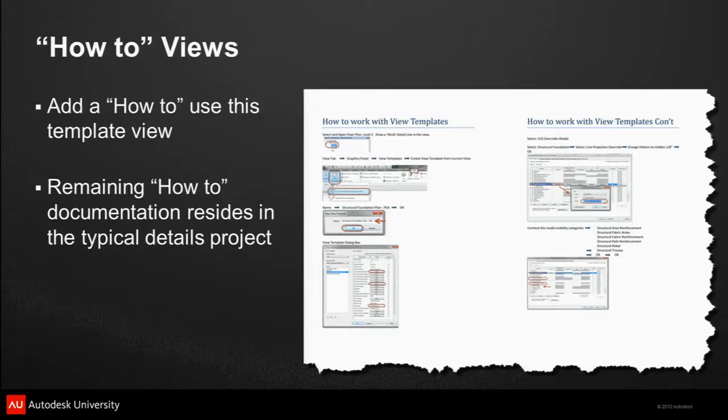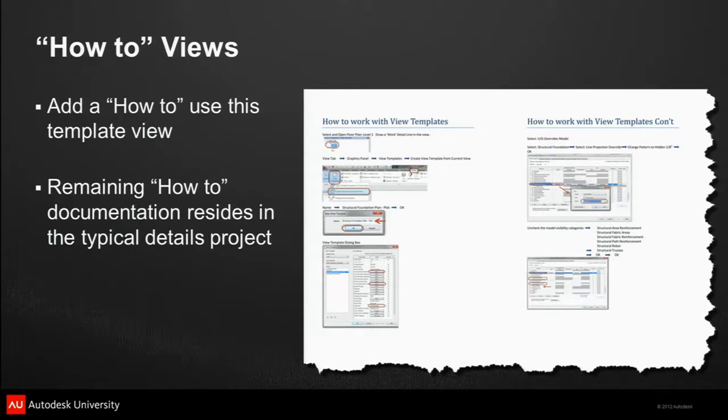How-to views. We have several of these set up. One of them is in the template: how to use this template. And then we have a whole bunch of how-to views set up in the typical details project. Mainly, this is a bunch of my training material set into PDF, imported into the typical details project.